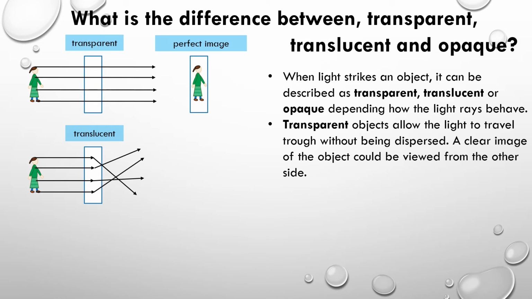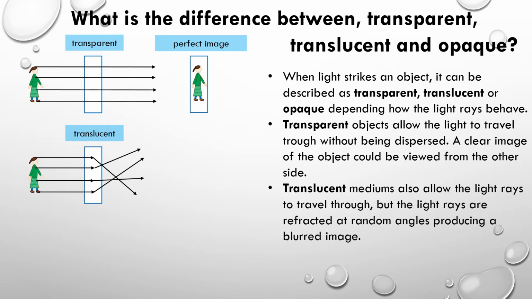And we have millions of light rays coming off this object or this person, so therefore they're all going to get distorted, and we're not going to get a clear picture. Our picture is just going to be a blurred image of what is on the other side. So light is still getting through the object, but the light rays are being interfered with and are going off in funny random angles, and we don't get a clear picture. This object is said to be translucent.